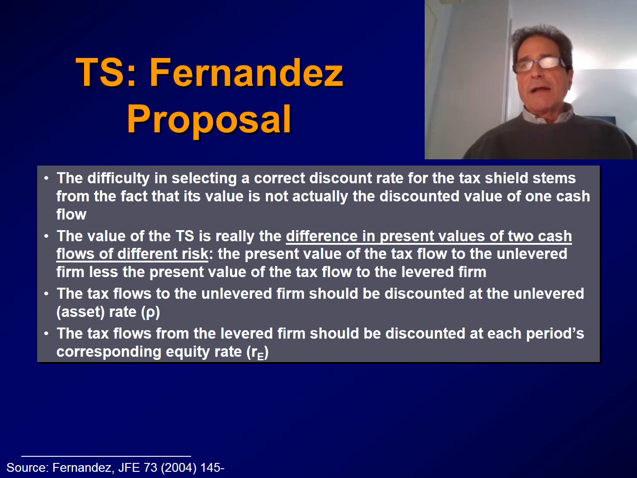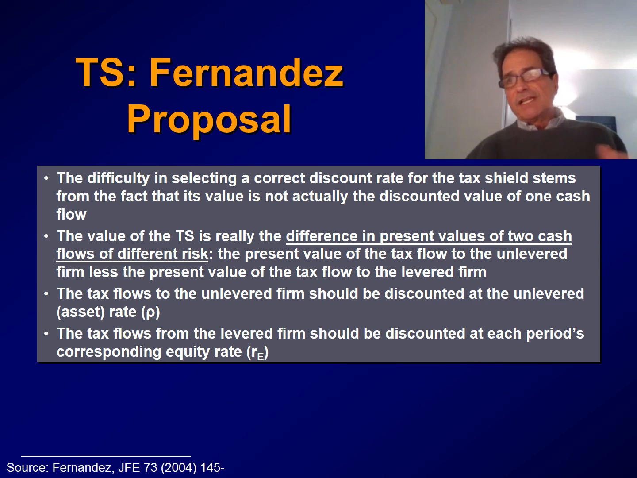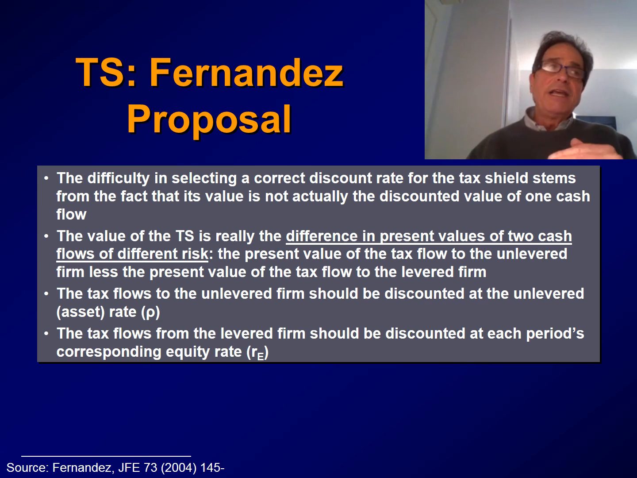And the discount rate that applies to the tax flows for the levered firm follows the same reasoning. Taxes are calculated on profits. Profits are associated with the discount rate of equity for the shareholders. In this case, RE is different from rho. So we discount the taxes coming from the levered firm at RE. So the problem is solved.